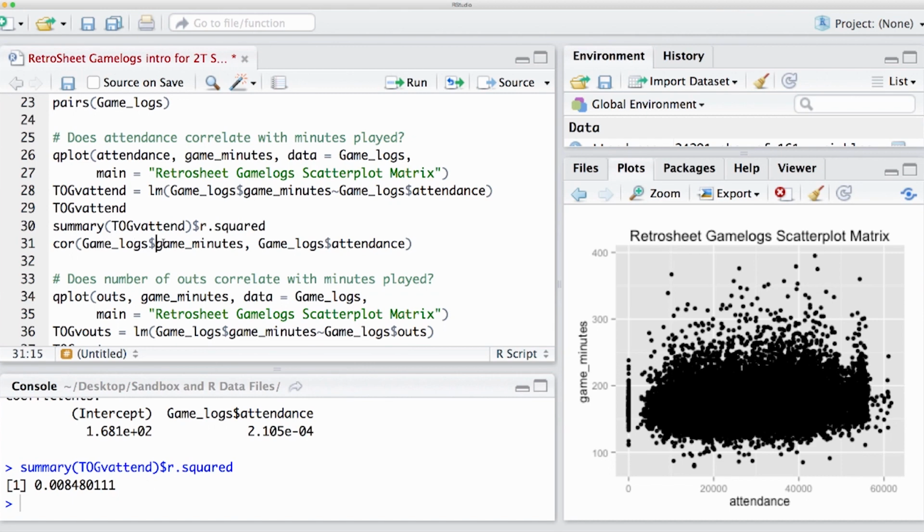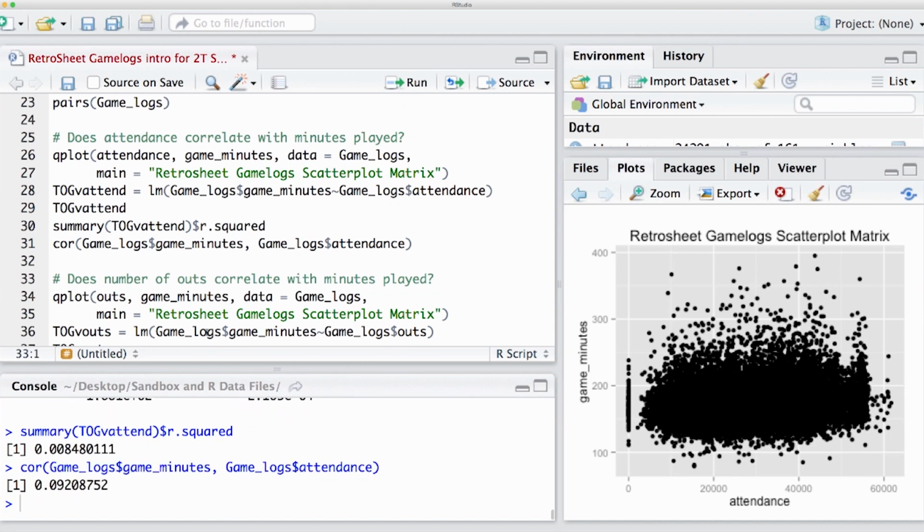We can also run the correlation coefficient, R, that's 0.09, a fairly low correlation coefficient. But the data looks like that. The data is not that highly correlated. Even though there's a small slope in the line, there's not much correlation in this data set.